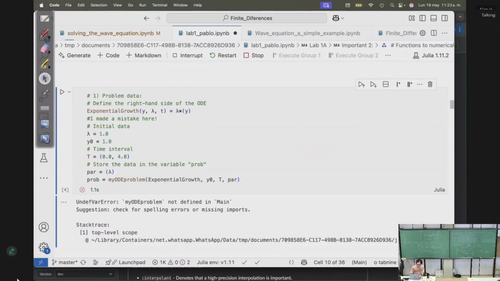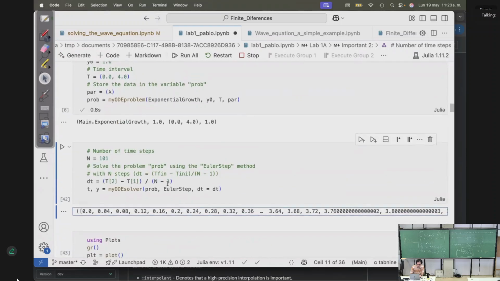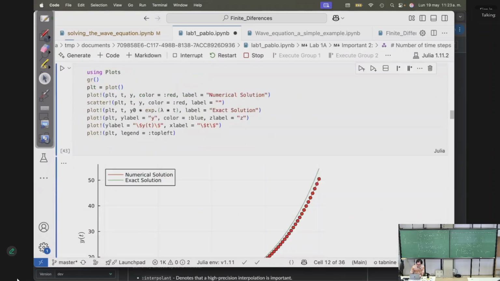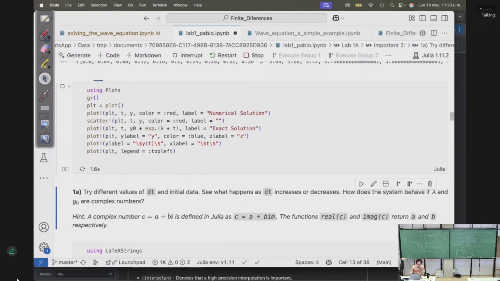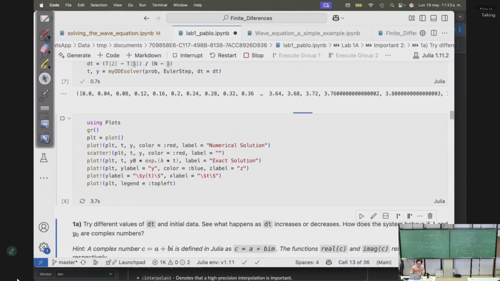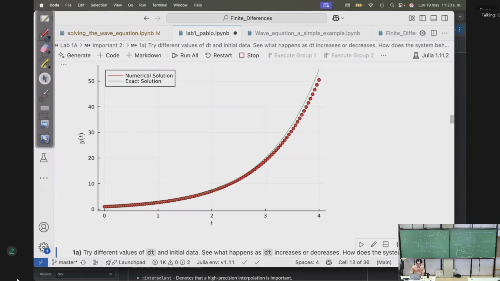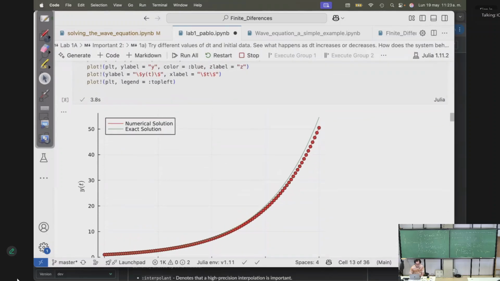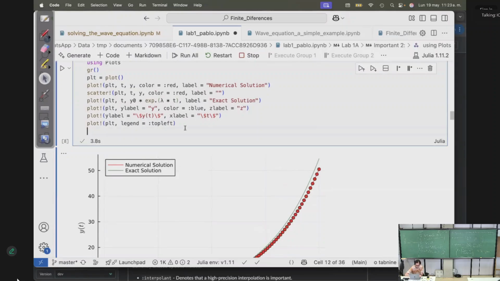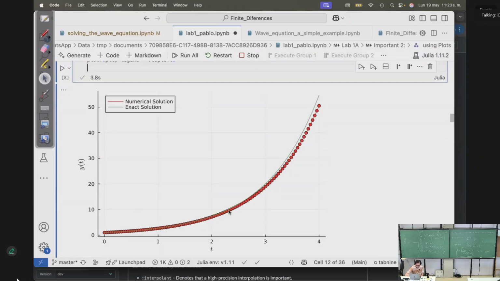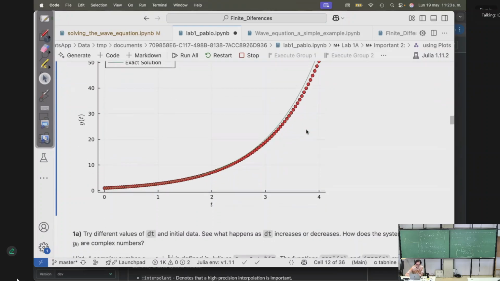You have to run this. So maybe you don't have this plot in the Jupyter notebook that you have. This is the plot that you should actually have when you correct the problem.